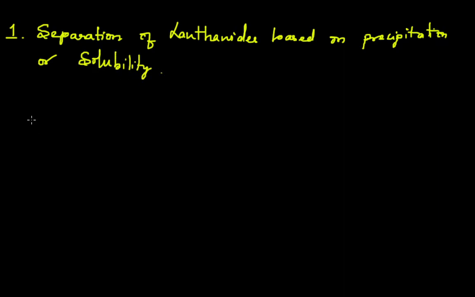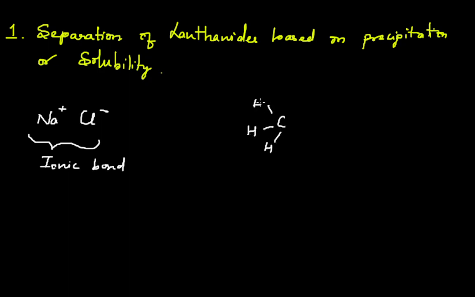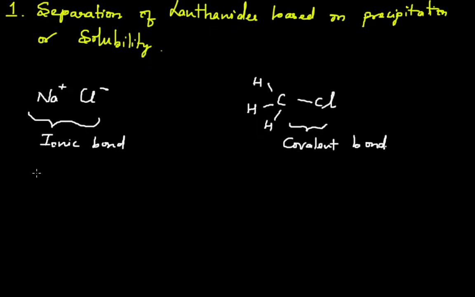I have a simple question for you. What is the bond present between Na+ and Cl-? You all know that it's an ionic bond, no secret. What is the bond in CH4? A covalent bond. Now, my question is, can a bond be purely ionic or purely covalent? No, no bond is purely covalent or ionic. Every bond is partially ionic, partially covalent.